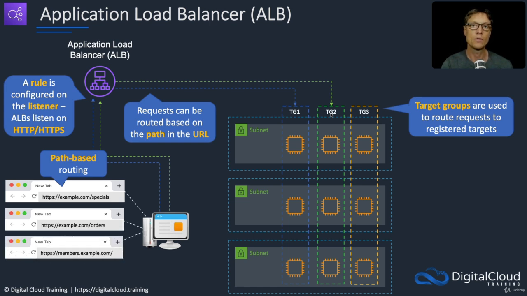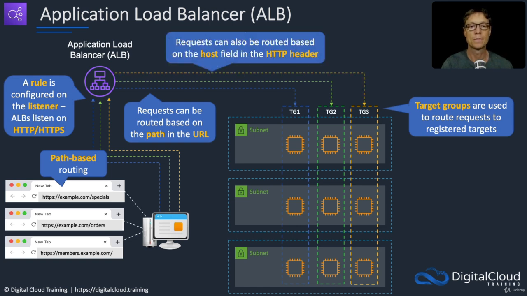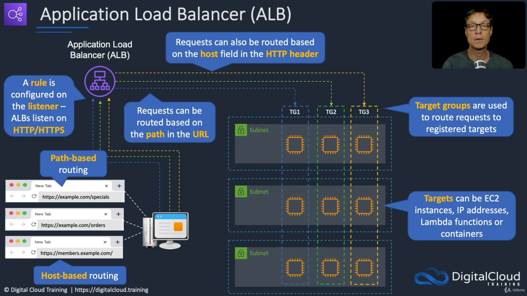Now, you can also do something called host-based routing. So here you're using the host header. In other words, this is the label that comes before example.com. So it's a subdomain essentially. We've got members.example.com. In this case, the ALB will forward to target group 3. And this is called host-based routing. So we're routing based on the host field in the HTTP header. As I mentioned before, targets can be EC2 instances, IP addresses, Lambda functions, or ECS containers.